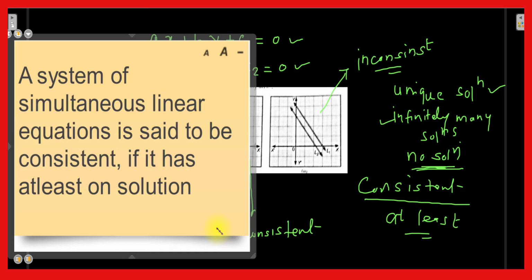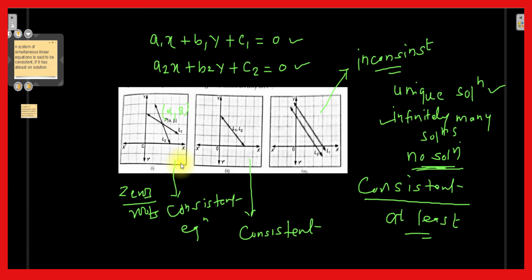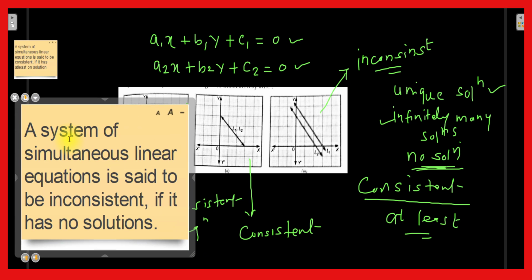So if there is at least one solution, then we call it a consistent equation. And if there is no solution, a system of simultaneous linear equations is said to be inconsistent. It means if there is no solution, then that pair of linear equations, or the system of simultaneous linear equations, will be called the inconsistent equations.